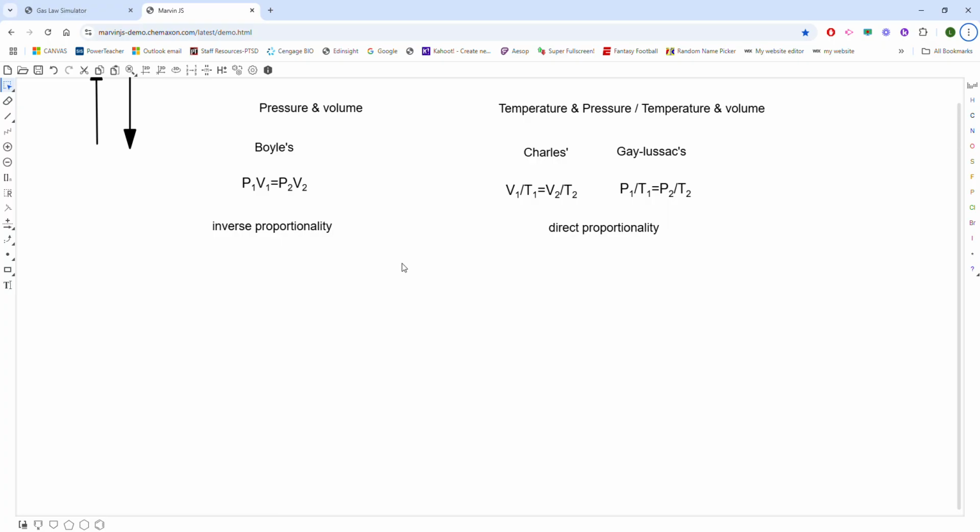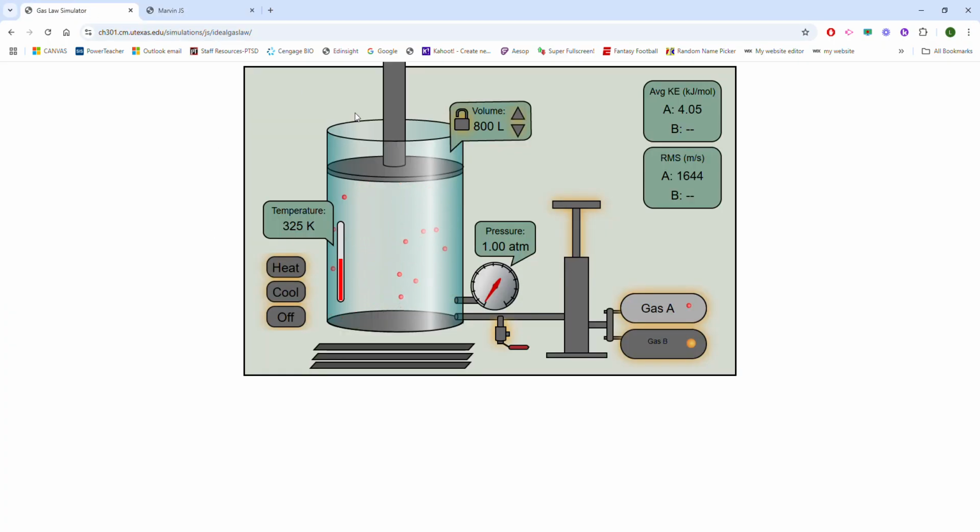The first thing we saw was Boyle's law, which is an inverse proportion with pressure as it relates to volume. To show you what I mean, let's allow this piston to freely move. Let's say that we have a certain volume. I want to look at what happens to the pressure if the volume either increases or decreases.